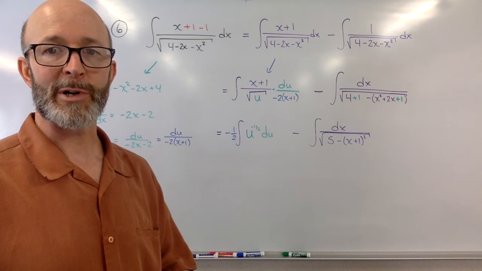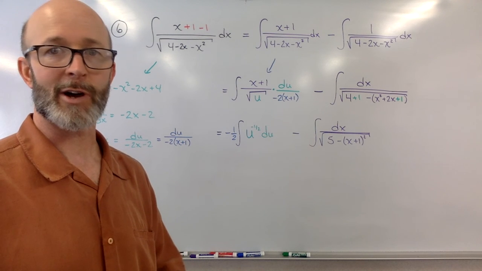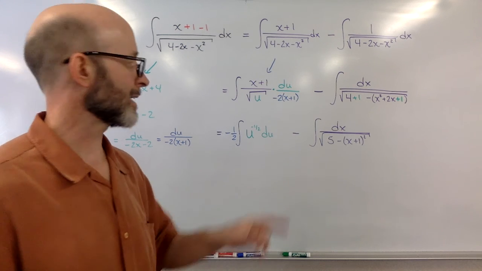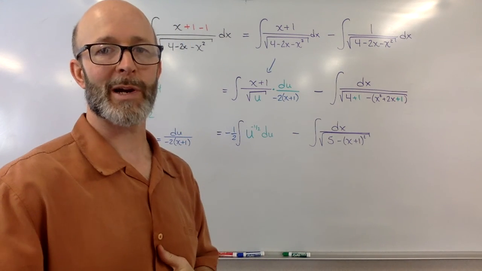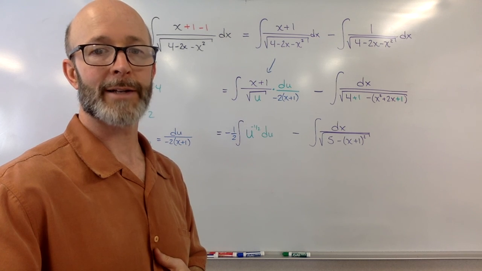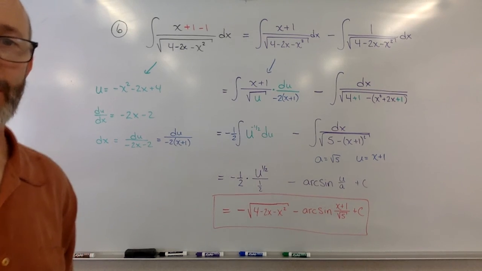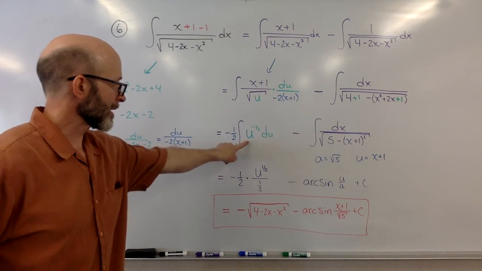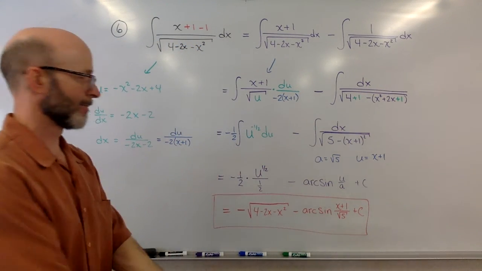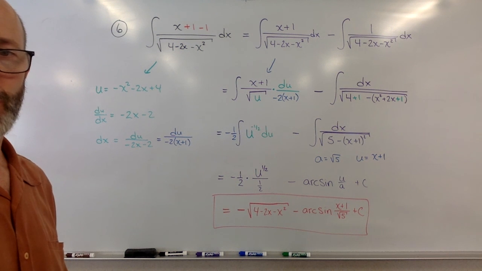And if you remember your arcsines, your arctangents, and your arcsecants, this one, because it is a constant minus a variable squared, should remind you of the arcsine. And there we have our final answer. We integrate this using the power rule. We integrate this using the arcsine. Back substitute. We're all good to go. That are your challenges.